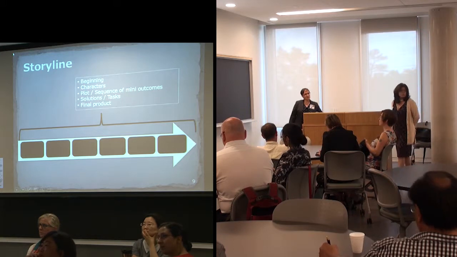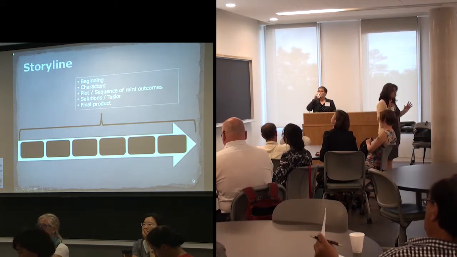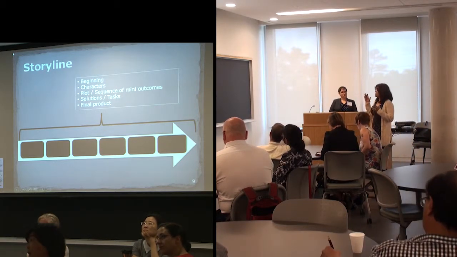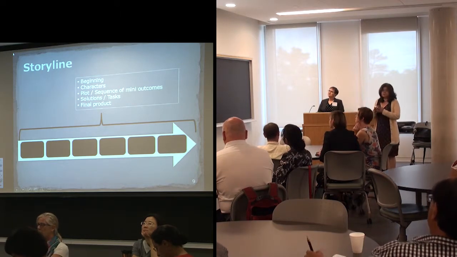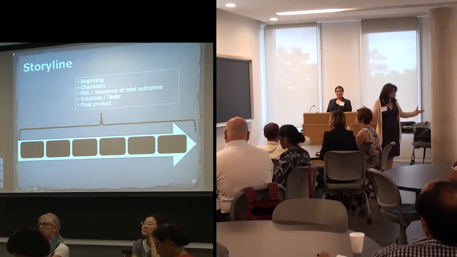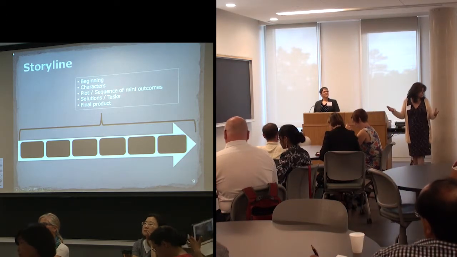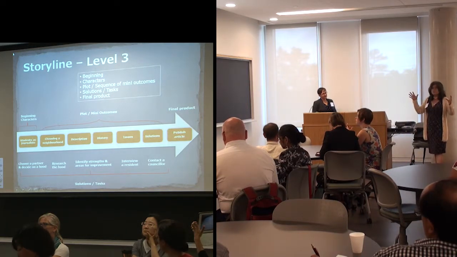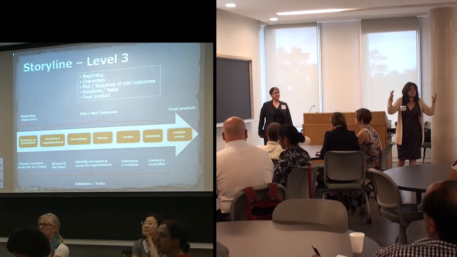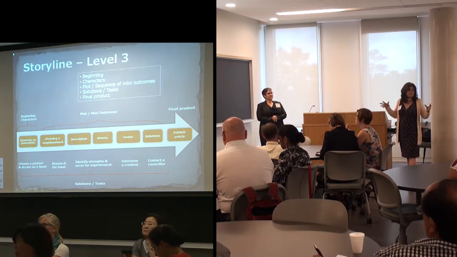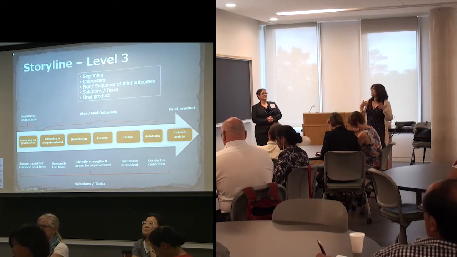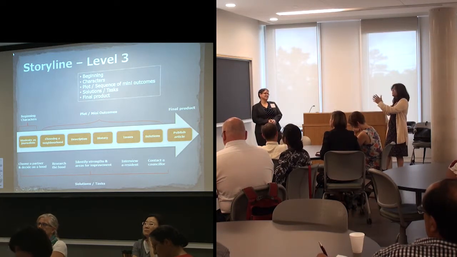So this is the tool that we use to create storylines. We start with an empty shell. We know that a story has a beginning, it has characters, has a plot or sequence or many outcomes, has solutions, has tasks, and has an end. In this case, we had a final plot. So we start with this empty shell, and then we start looking for an idea to develop. We start with just brainstorming, and once we decide on an idea, that idea goes through multiple modifications until we both are satisfied with how the story flows.